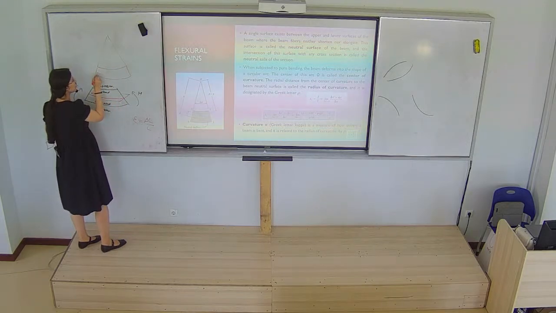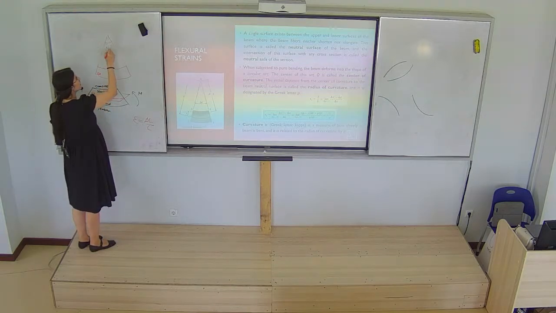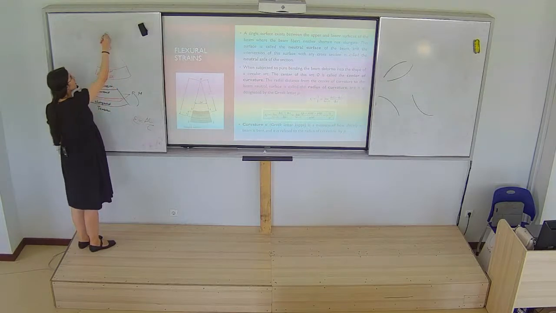This one is the neutral axis. It means that my length doesn't change, right? This one is delta x. But this one is shortened. It means that it will change, delta x prime. This angle is delta theta, and this one is O.